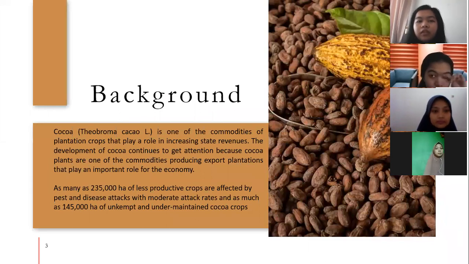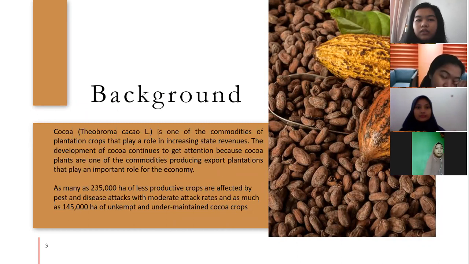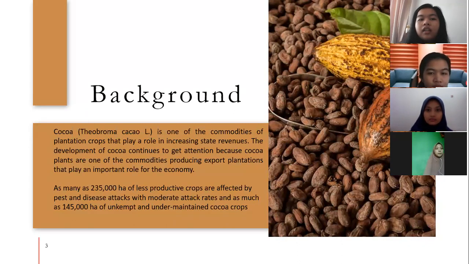The background of our presentation is that cocoa, or Theobroma cacao L, is one of the commodities of plantation crops that play a role in increasing state revenues. The development of cocoa continues to get attention because cocoa plants are one of the commodities producing export plantations that play an important role for the economy.